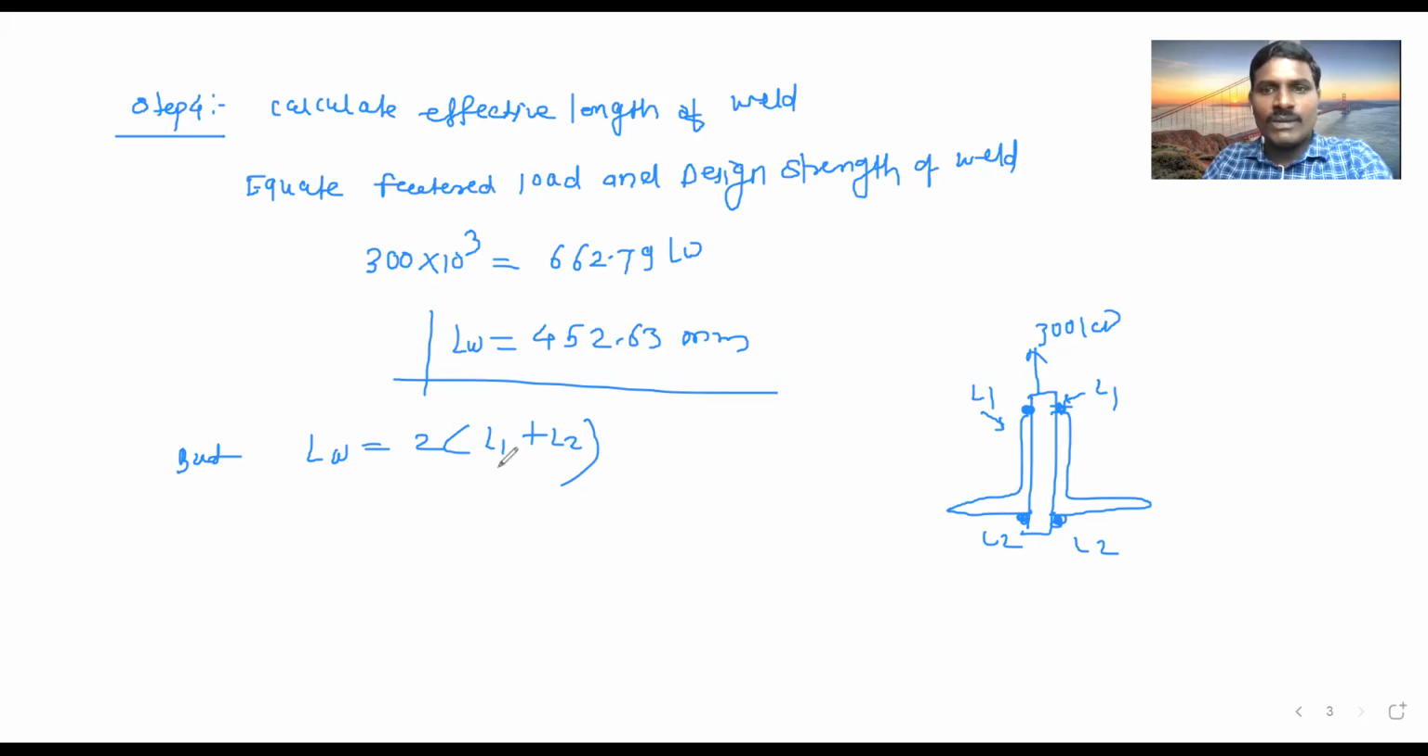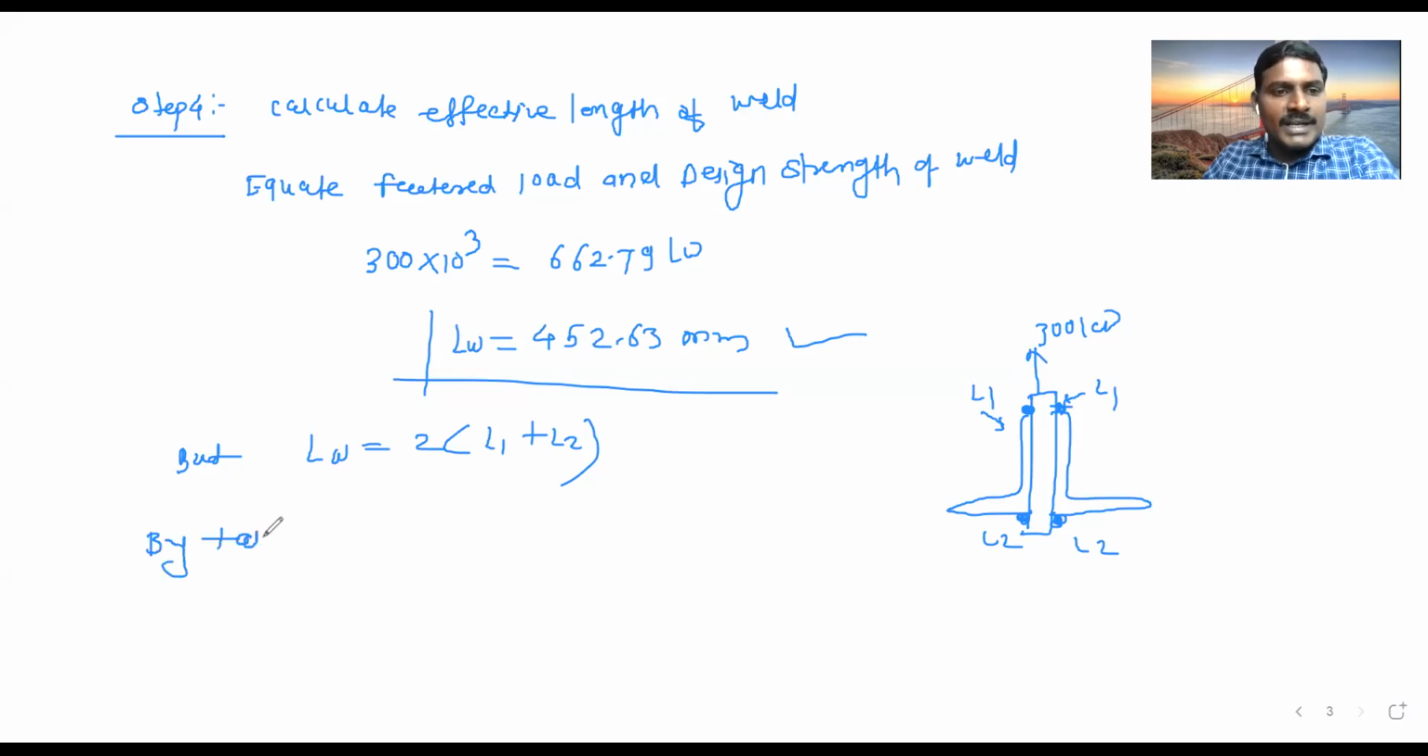Are you getting it? This 452 length is for 4 sides, so 2 of L1 and 2 for L2. Got this? Yes, sir. Okay.